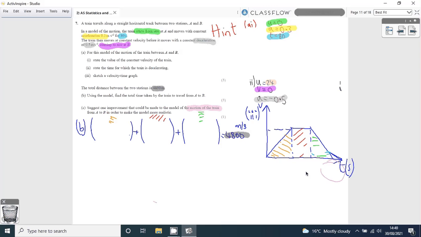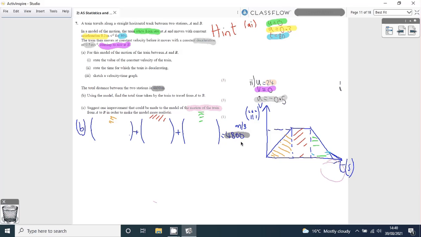Now for part (b), the key bit to take on board is that the area under the graph of a velocity-time graph is the distance travelled. So we're saying the area under here equals 4,800. Assuming you've got the numbers right here, the area of this triangle plus the area of this rectangle plus the area of this triangle equals 4,800.